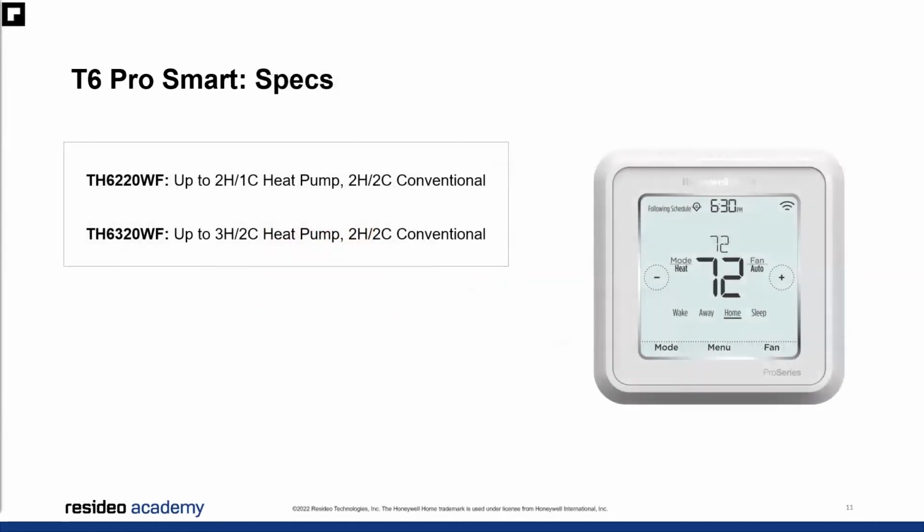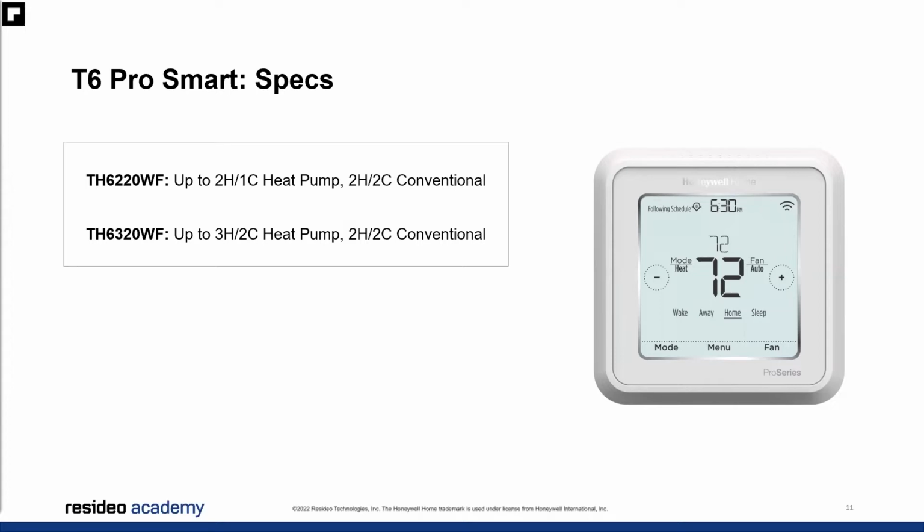Now, if we take a look at the T6 Pro Smart, we have 2 different models. And you can kind of tell by the nomenclature the amount of stages that it may handle. So if you look at 6220, we know that's a 2 heat, 1 cool heat pump, 2 heat, 2 cool conventional. 6320 is going to give us a 3 heat, 2 cool heat pump, 2 heat, 2 cool conventional. So that 3 there kind of indicates an extra stage for that heat pump system.